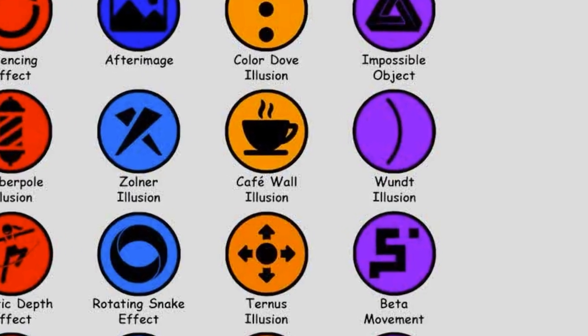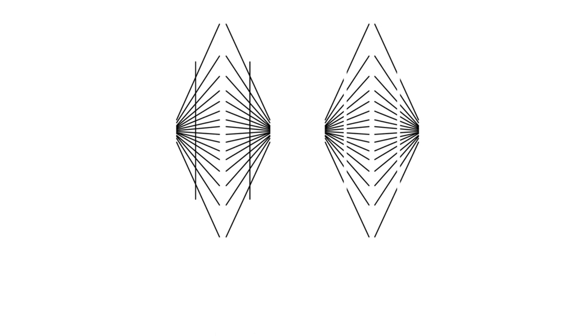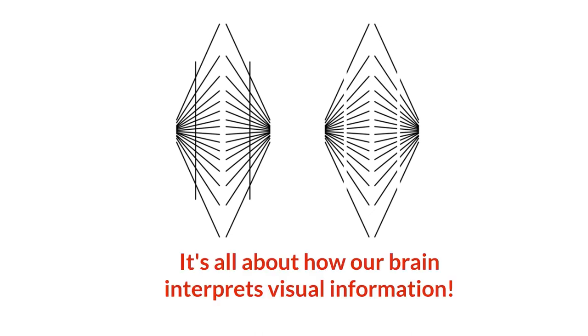Number 17. Wan illusion. Are the 2 red lines straight or bowed inwards? They are actually straight, but the background lines distort our perception, making them appear bent. It's all about how our brain interprets visual information.